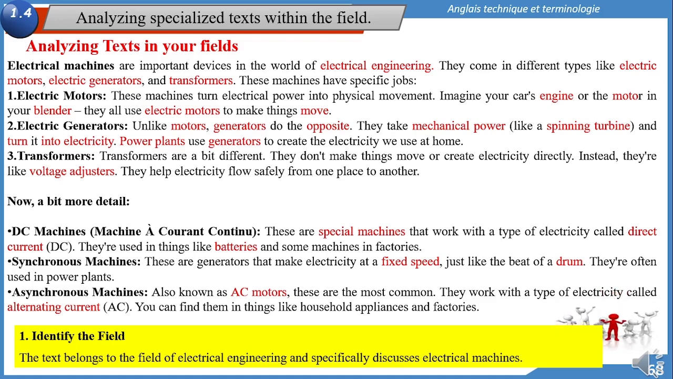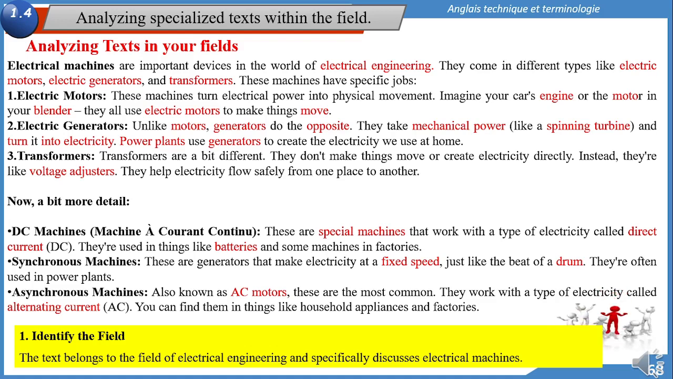Okay, let's start. Electrical machines are important devices in the world of electrical engineering. They come in different types like electric motors, electric generators, and transformers. These machines have specific jobs. Electric motors. These machines turn electrical power into physical movement. Imagine your car's engine or the motor in your blender. They all use electric motors to make things move.